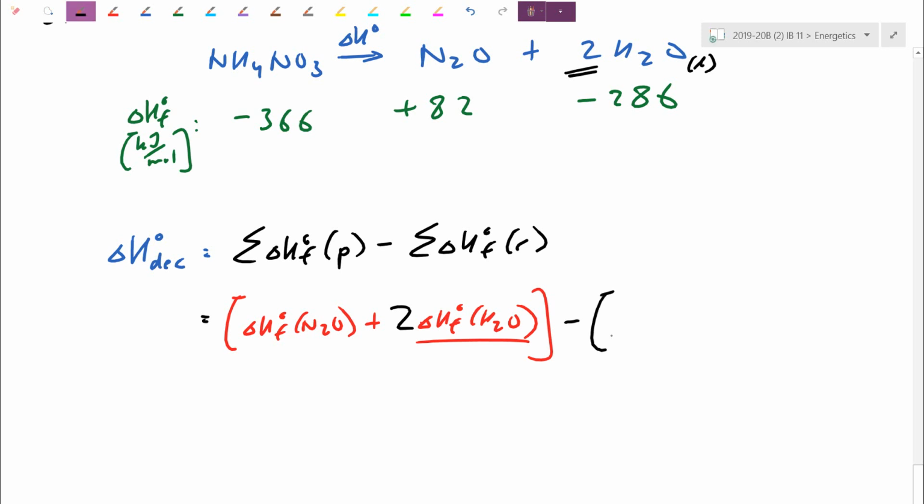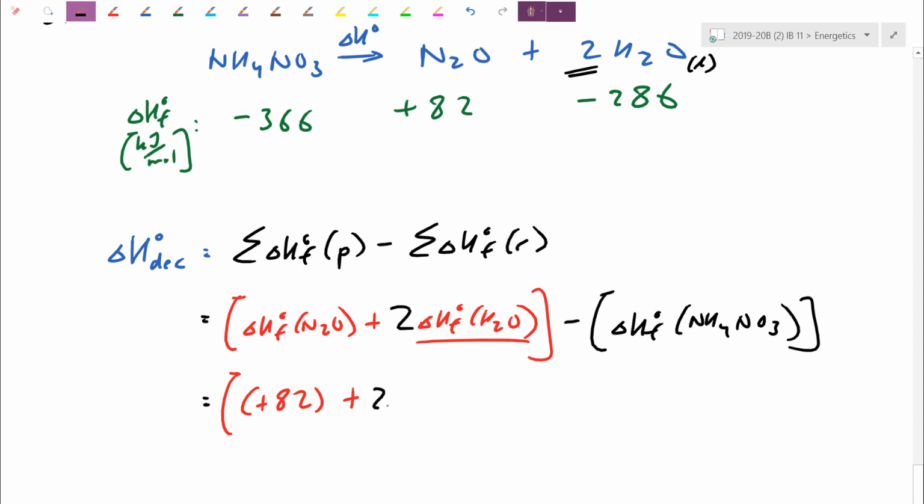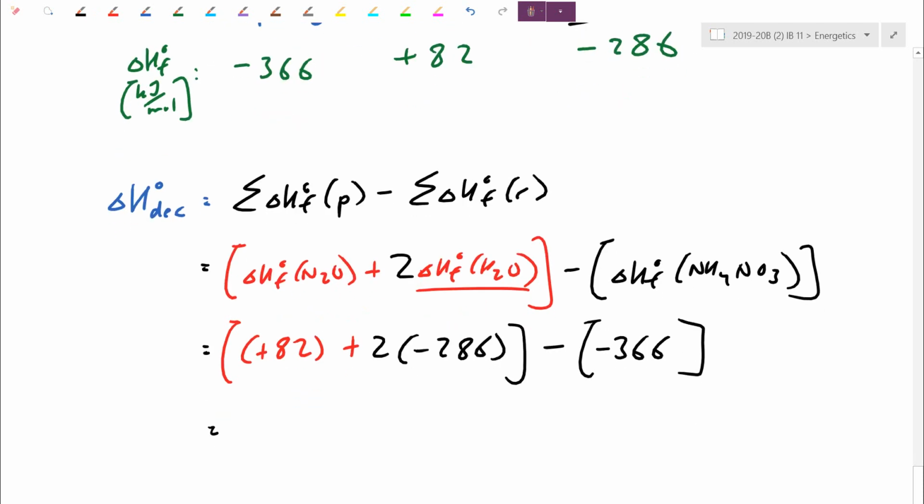So I'm going to minus off the heat of formation, the making of NH4NO3. Since they've already given you the numbers, the making of the first one was a positive 82. Making of the second one, even though I had to double it, is a negative 286. That one was exo. We minus off the making of the reactant, negative 366. And voila, we have our delta H: 82 minus 2 times 286 plus 366. This is the sort of difficulty of math that we're going to do. Very simple addition and subtraction. Products minus reactants. Just remember minus a negative becomes a positive, but that's about it.